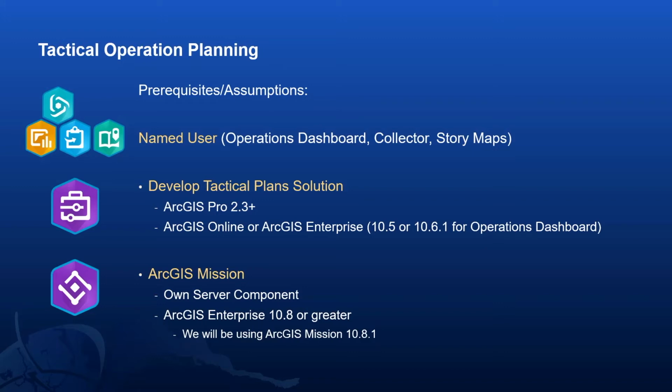For the Develop Tactical Plan solution for ArcGIS, the prerequisites are to have ArcGIS Pro 2.3 or greater, as well as having an ArcGIS Online or an ArcGIS Enterprise deployment. With the new Operations Dashboard, you need to have a 10.6.1 deployment or greater. And then finally, ArcGIS Mission is its own server component, which requires ArcGIS Enterprise 10.8 or greater. We will be using ArcGIS Mission for ArcGIS Enterprise 10.8.1 release, which has more functionality than the ArcGIS Enterprise 10.8 release for ArcGIS Mission.